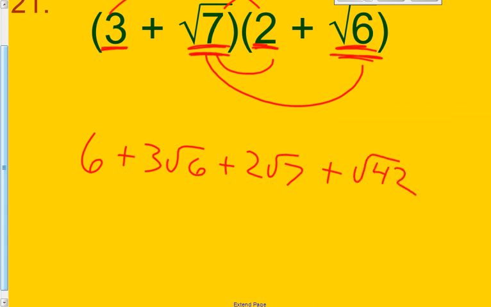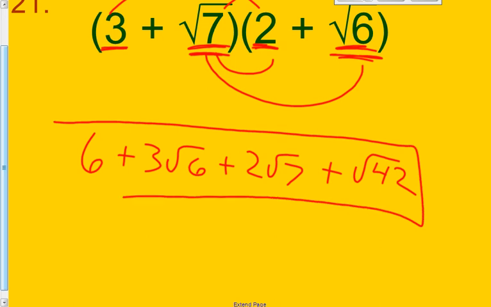And this is your answer, unless, of course, you could simplify anything. But on this one, 6 can't be simplified, 7 can't be simplified, 42 cannot be simplified. So all our radicals are as simple as they can be. So my answer is pretty lengthy, and it is that.